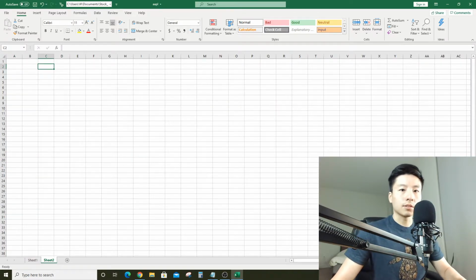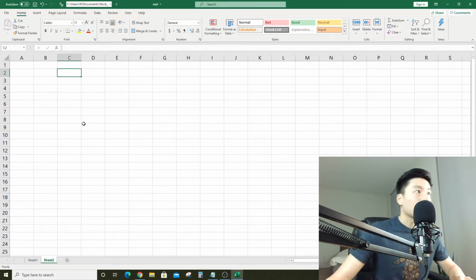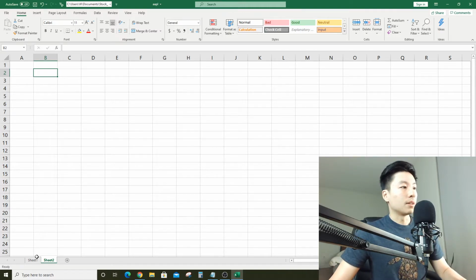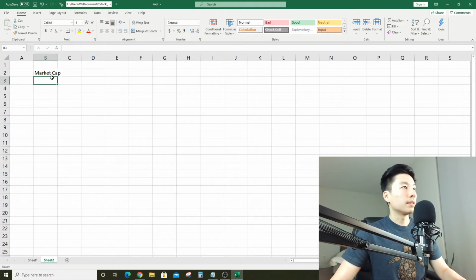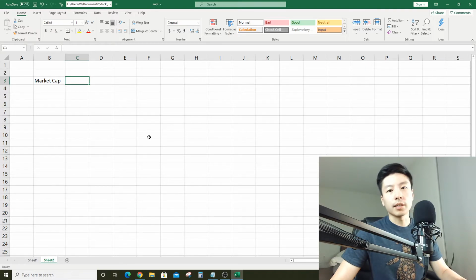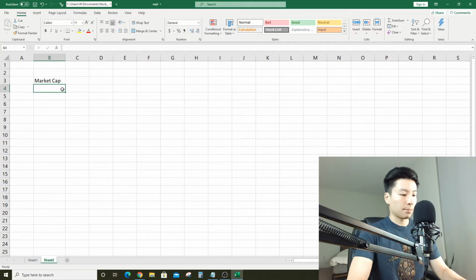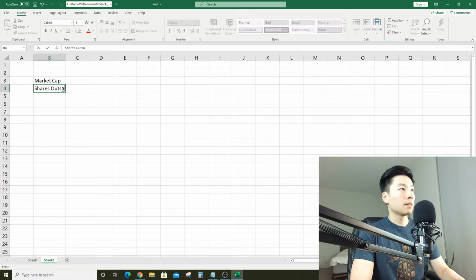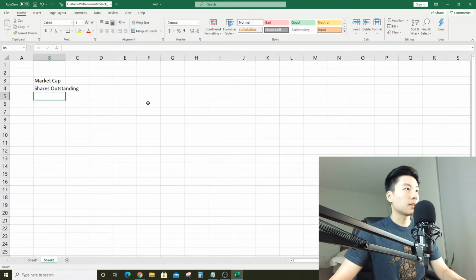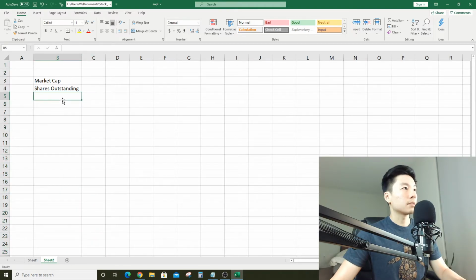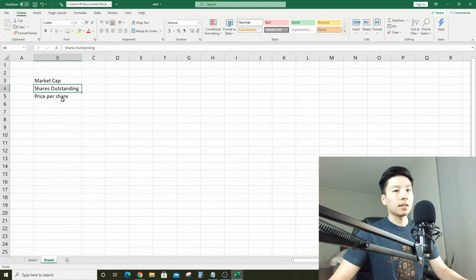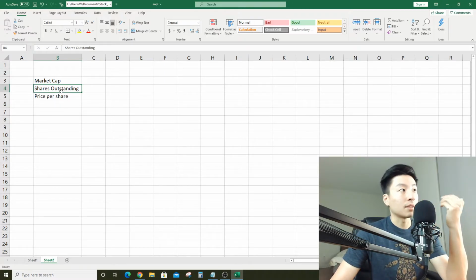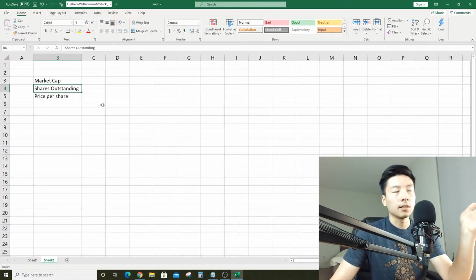Okay, and the first number that most people are familiar with is market cap. Market cap is basically what the equity market thinks Apple is worth. The definition of market cap is shares outstanding times price per share. Remember, when you buy a share of Apple, you buy a little piece of Apple. So how many little pieces of pie are out there, shares outstanding, and the price per share.